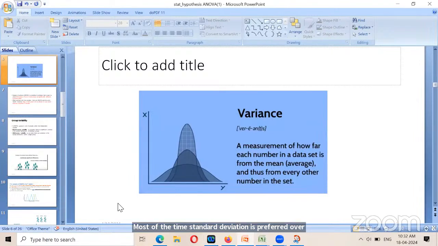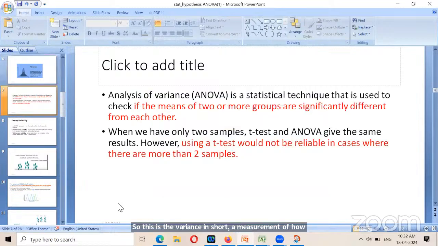So this is the variance, in short, a measurement of how far each number in the data set is from the mean average. Okay, so again, ANOVA is used to check if means of 2 or more groups are significantly different from each other. So if we are having small samples, then t-test will be very beneficial. But if we are having large data set, then ANOVA will give us better results that t-test cannot handle.